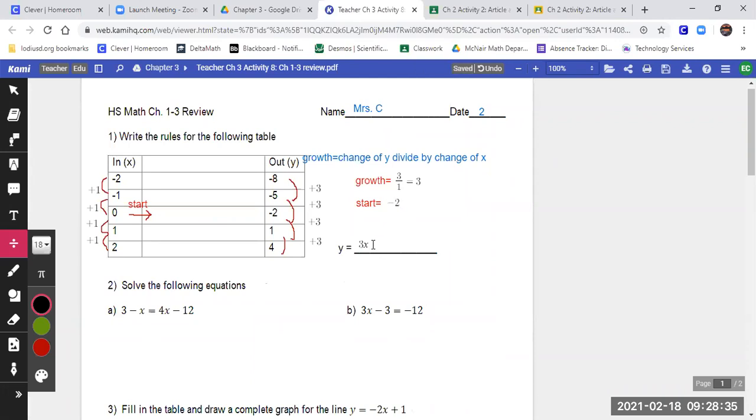Okay, so that means we believe the rule to be 3x minus 2. But we can't just assume that. We have to confirm that. It should be blue. We have to confirm that this was really the rule. Okay. We have to make sure that we got the right rule. And the way we make sure is we work it out on the table. That's why the table gave us some space so that we could go ahead and double check our rule.